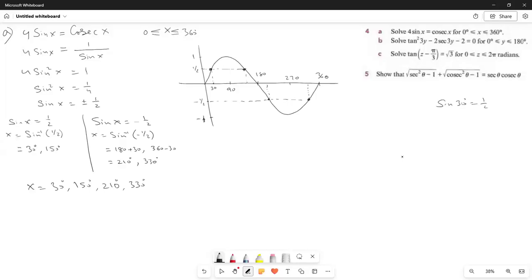I need to erase all of this because I need room to do question number 2. Question number 2 is a bit more challenging. Okay, so let me erase all of this.